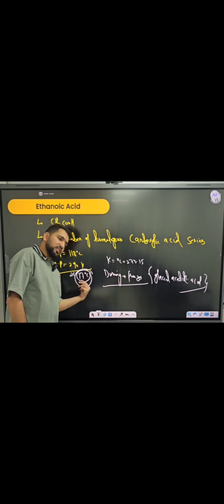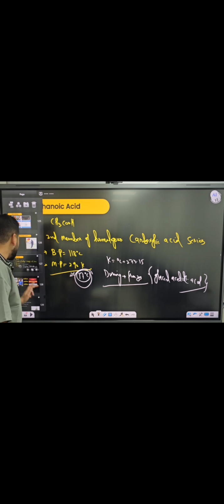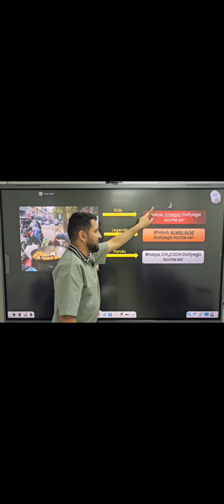It will be below 17 degrees Celsius, right? Done, understood, guys? Look here, this ethanoic acid has many names. Kids will be calling it vinegar. For example, you went to this uncle and you will say, Bhaiya, vinegar दिलाइएगा अच्छे से. Legends will say, Bhaiya, acetic acid दिलाइएगा अच्छे से.